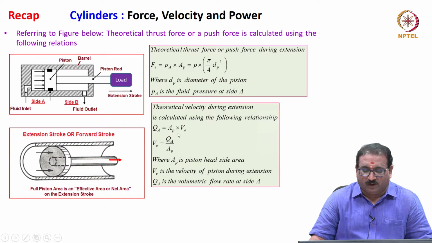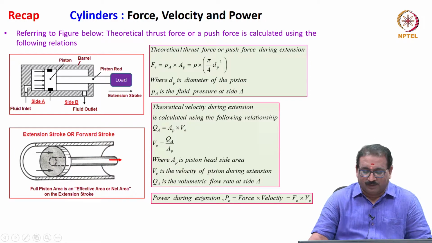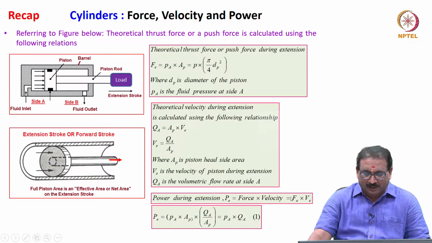Similarly, the theoretical velocity we are calculating using the simple equation Q equal to Av. Here we want the VE, QA by AP. AP is the piston head area. Now similarly, power during the extension is force into velocity, force for the extension and velocity for the extension. Similarly, you substitute all the values, you will get the power for the extension is Pa into QA.